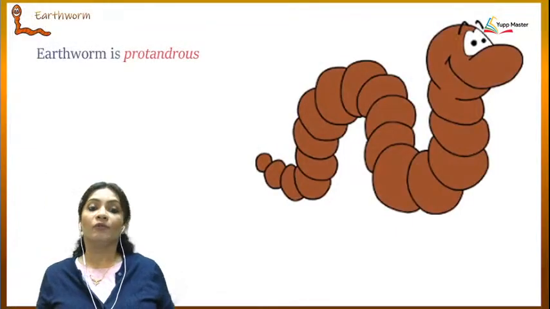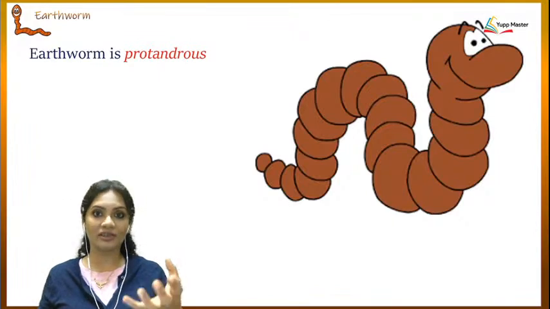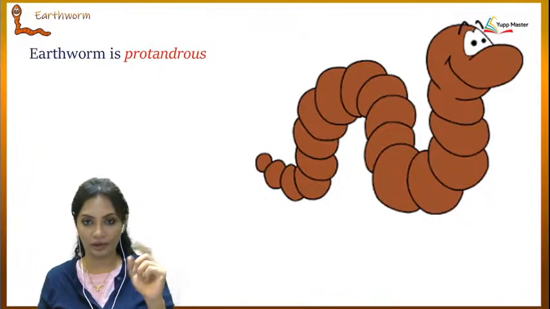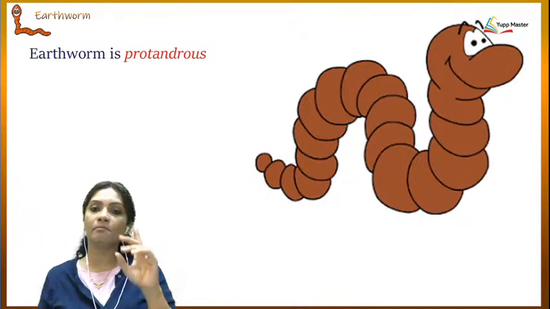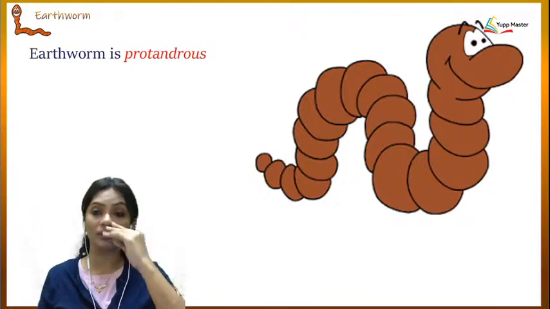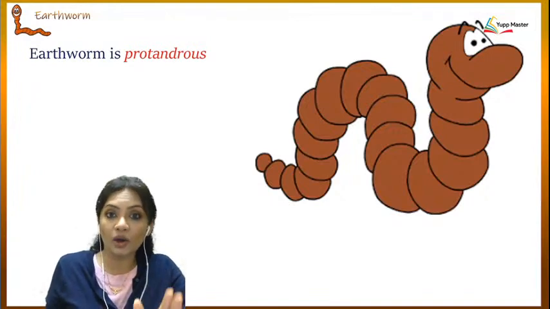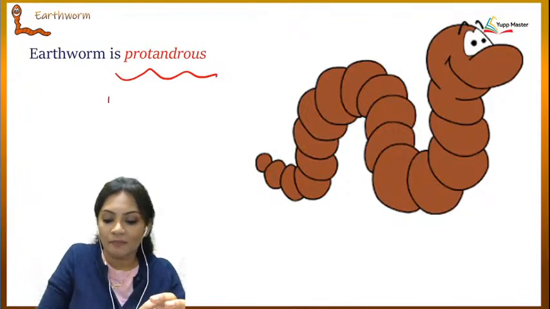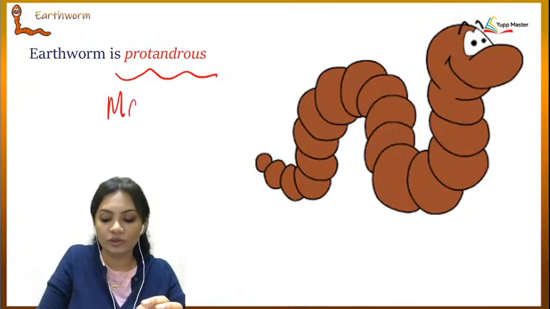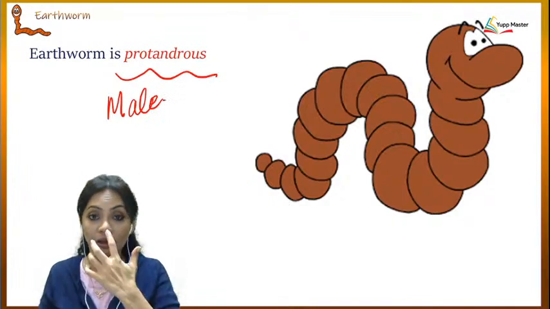First of all, we know that earthworms are hermaphrodite, which means that male and female are both in one organism. But which part matures first? It is the male reproductive organs which mature first. Hence, these organisms are said to be protandrous, which means that the male develops or matures first, before the female.